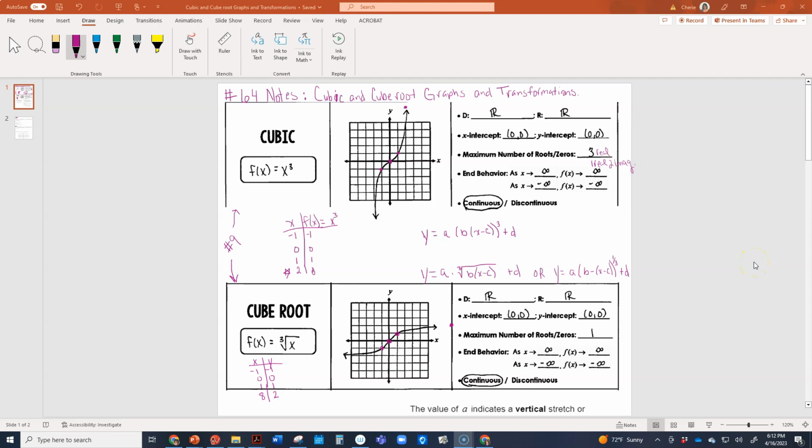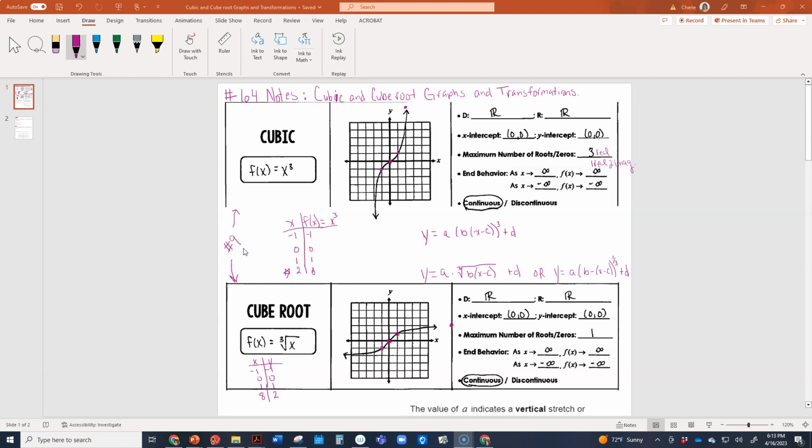All right, we're doing number 64 notes. These notes are over the cubic and cube root graphs and transformations. I pulled this information way back from the notes on parent functions. I looked it up. It was notes number 9 from the first semester. So if you have notes number 9 from first semester, you can simply refer back to that.